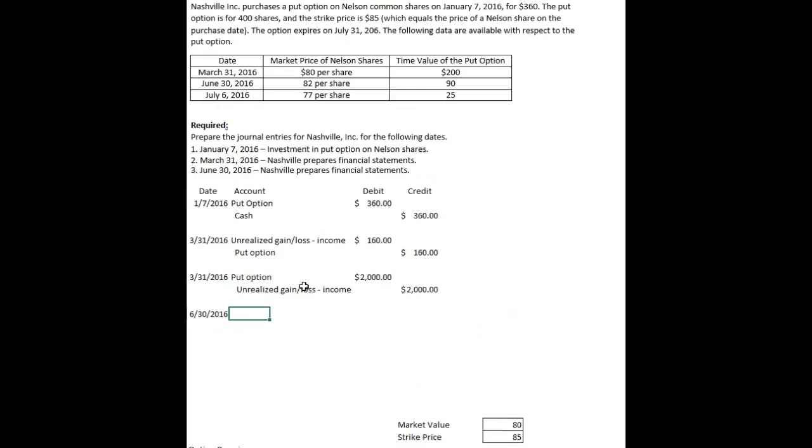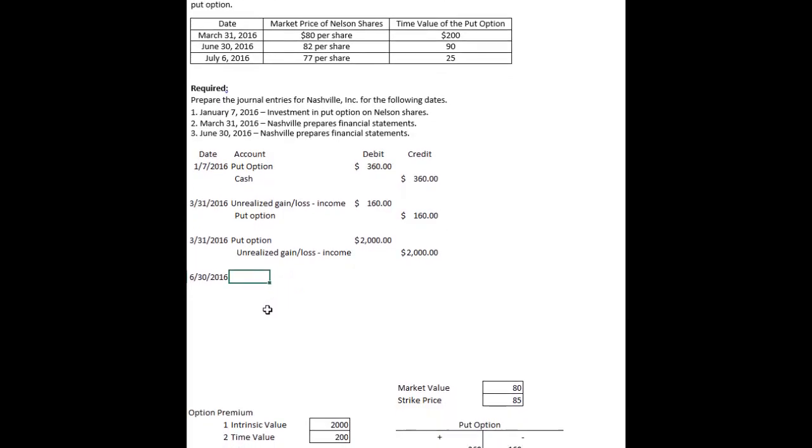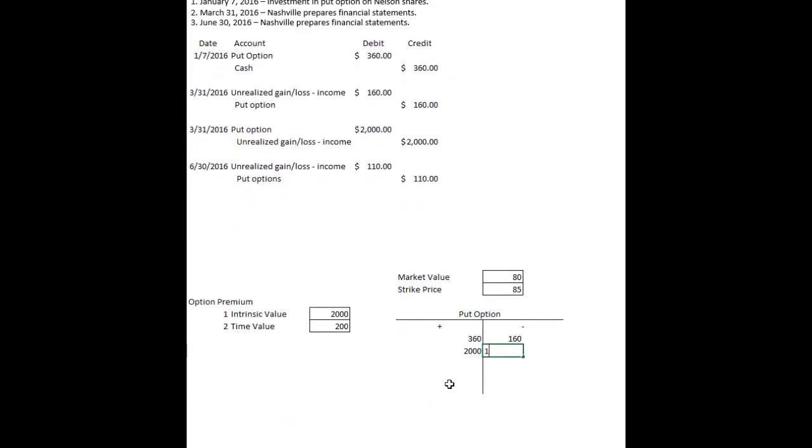So let's first look at the passage of time. And so the time value of the put option is now $90. That means it went down an additional $110. So we're going to have an unrealized gain/loss - income for $110, and that put option decreases in value by 110. So I could push that over to my T account just to keep track of everything, and I can say, oh, the time value is $110.